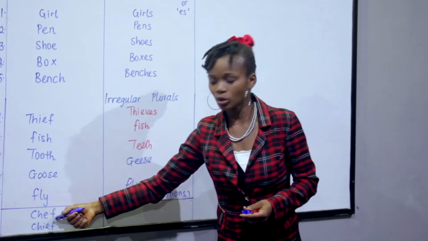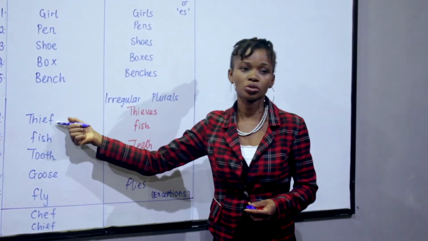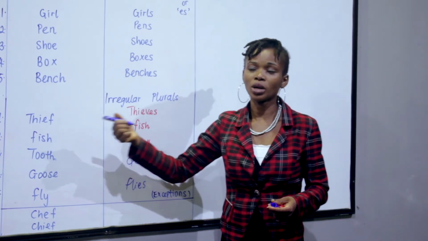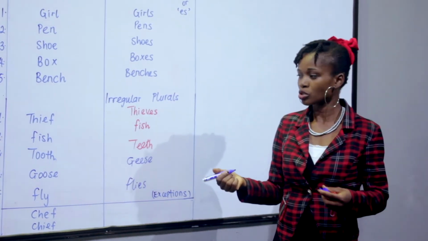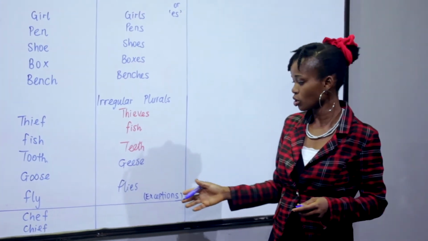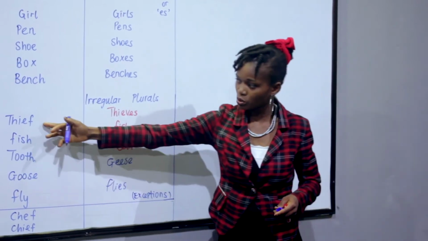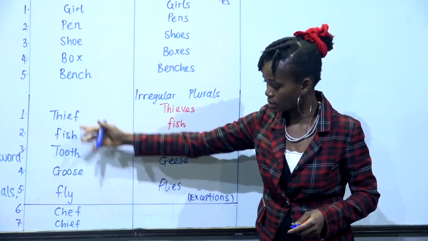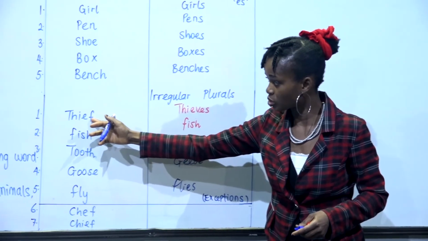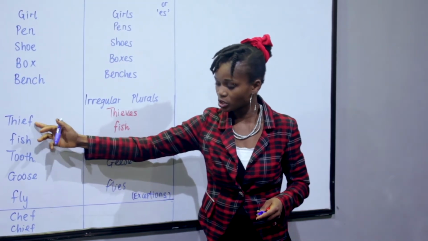But in this case, we're not going to change the F to V, because of the exception to this rule. Sometimes in the English language, we have an exception to certain rules. Some rules do not just apply all the way. We have some exceptions, so this is one of the cases. Exceptions to this rule of adding just S, so changing this to VES.